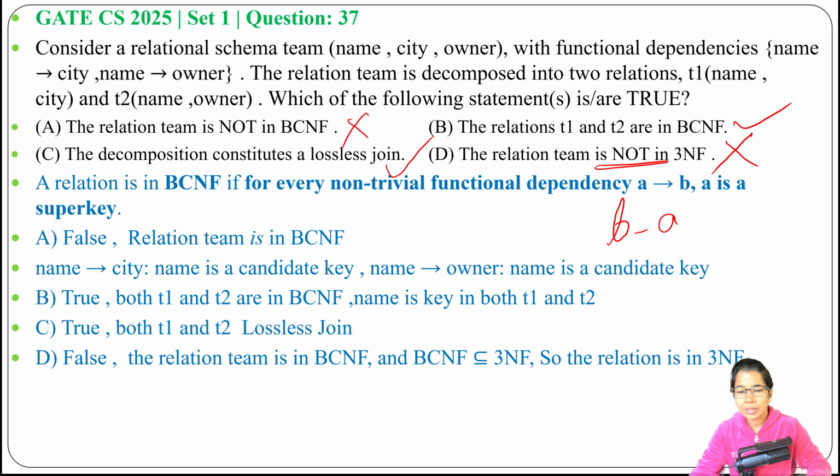We found option A and option D are false, while option B and option C are true. Answer will be option B and option C. The relations T1, T2 are in BCNF and it is a lossless join. Also the relation schema team is in BCNF, also in 3NF. I already discussed 3NF and BCNF.